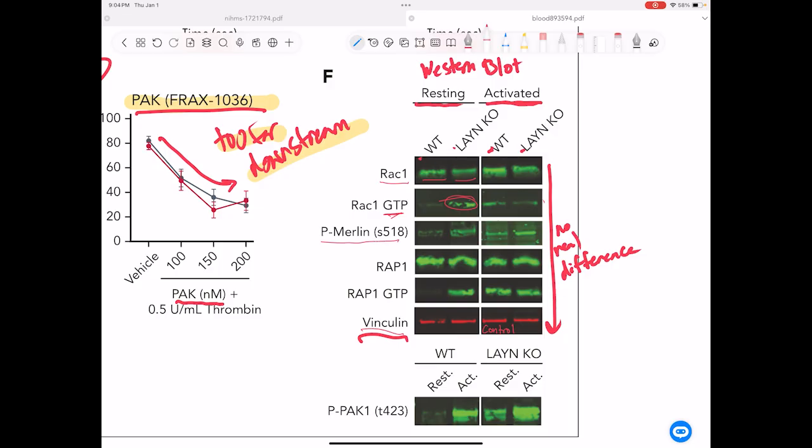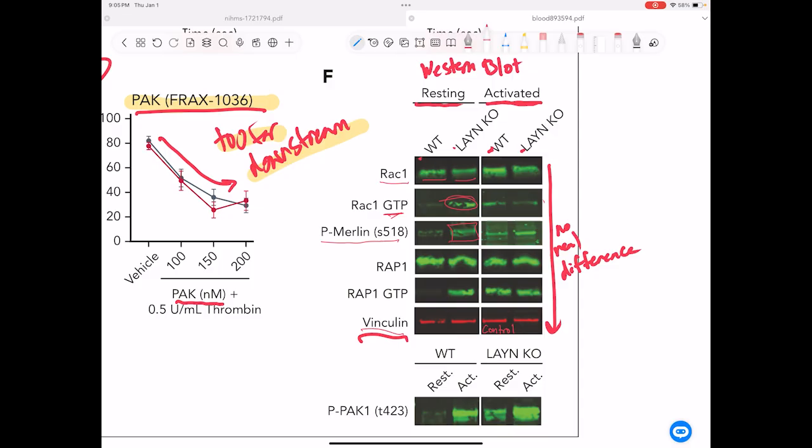All right, then we look at this P-Merlin here. This is the phosphorylated version of Merlin. Unfortunately, Merlin gave us a really hard time with the Western blots, but we can still appreciate that there is more of this phosphorylated version of Merlin in this Western blot. And this is all representative of like 3 mice each. So 3 wild type versus 3 Layilin knockout. We are just showing the nicest ones for this.